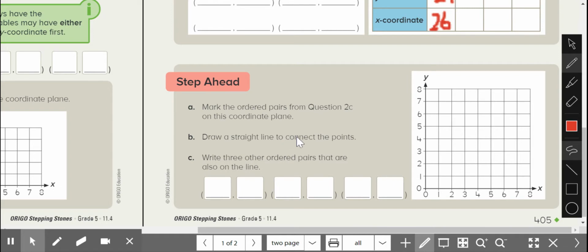And now it says on A, you're going to use question 2C and mark those on the coordinate plane. Draw a straight line to connect the points. Write 3 other ordered pairs that are also on the line. So wherever this ends up, after you finish, you'll be able to find 3 other points that you can mark on here. And you're going to need to make sure and write the X coordinate first and then the Y.